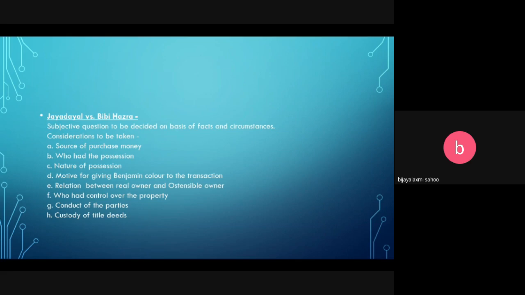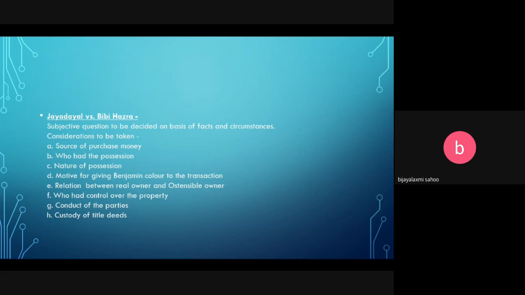Then motive for giving Benami color to the transaction. Why was the transaction given a Benami color? That will also be considered. Relation between the real owner and the ostensible owner, that is also to be considered: father, son, or husband, wife. What is the relation between the real owner and the ostensible owner? That is also to be considered.